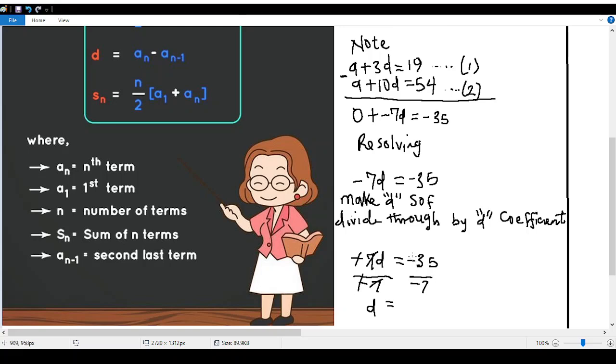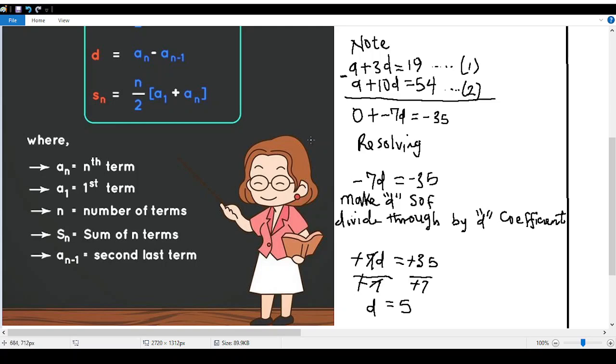And then minus cancels minus, making it positive. 35 divided by 7 makes it 5. So the common difference here is equal to 5. Now, we're going to find a because, remember, the problem asks us to find the common difference d and the first term, which happens to be a. How we do that is going to be this.